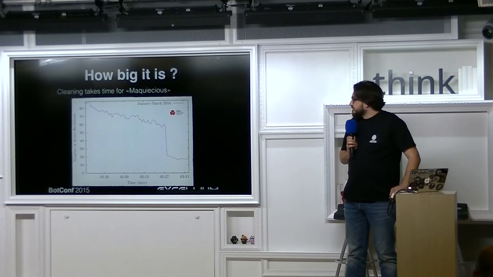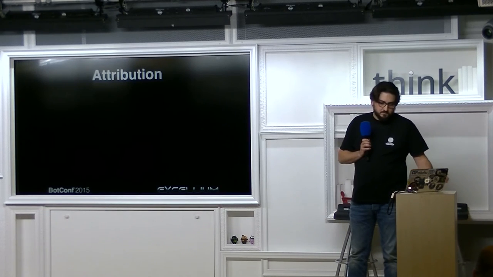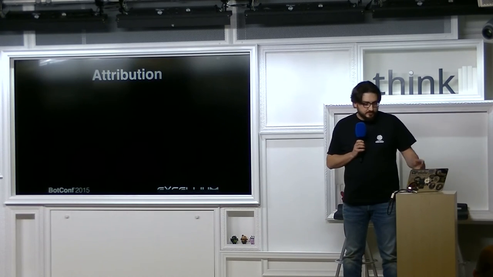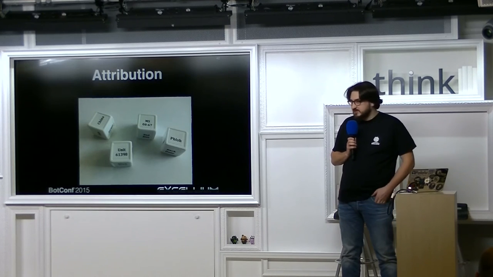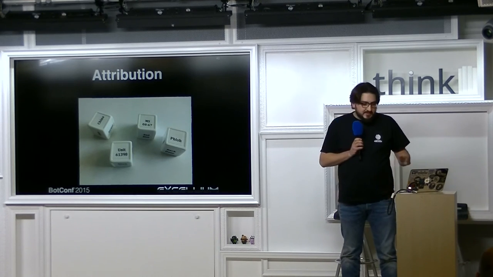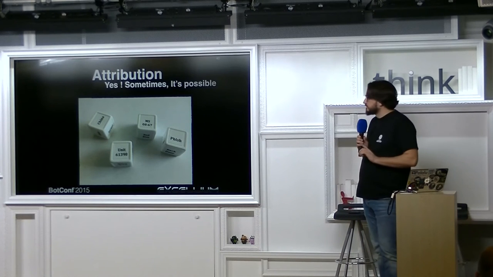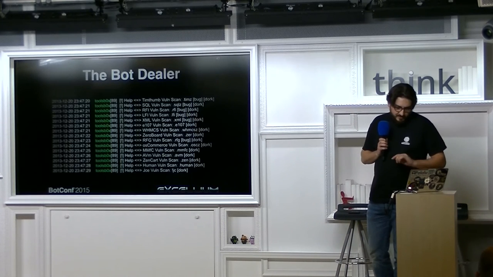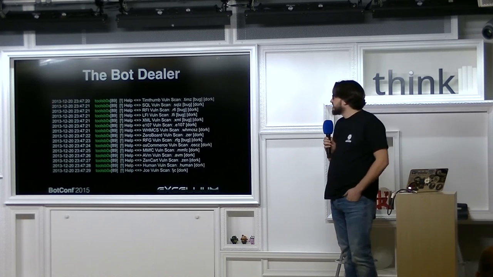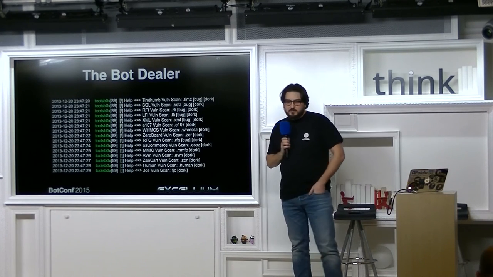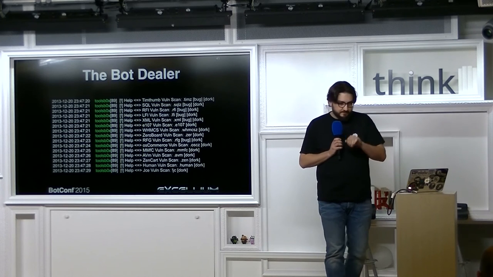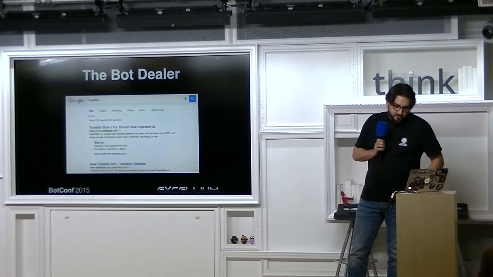So, attribution. Usually when you want to do attribution, you have to roll the attribution dice. But sometimes you are luckier. Here is an example. You have a script where all the bots are named toolbox and an ID. If you put it on Google, what is toolbox?